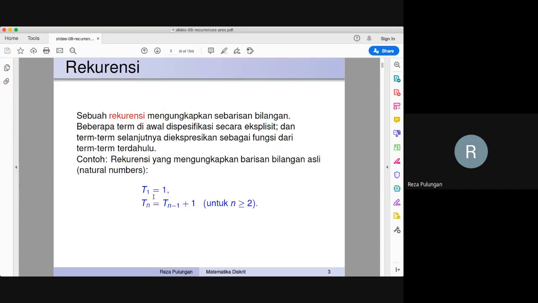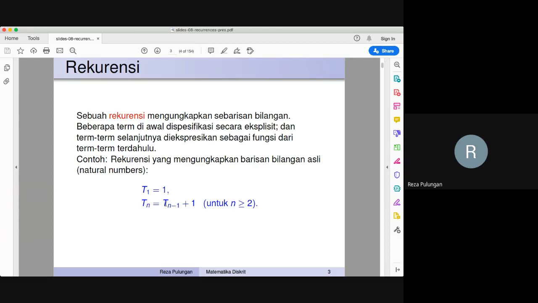Now, once we have this recurrence, what do we do? This recurrence actually describes a sequence of natural numbers. The first number is T1, which is equal to 1. What about the second number? The second number is easy. What you have to do is just replace this n by 2, and consistently replace all of the n's by 2. So that means T2 will be equal to T2 minus 1 plus 1.